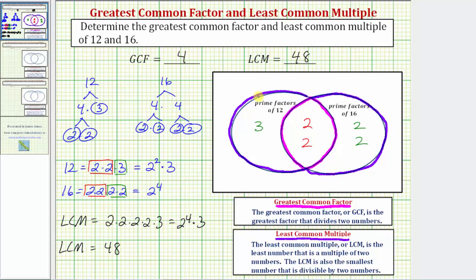If we have a number that contains all these factors, because it contains the prime factors of 12, it must be divisible by 12. And if it contains all the prime factors of 16, it must also be divisible by 16. Looking back at the prime factorization of 48, notice here are the prime factors of 12, which is why 48 is divisible by 12. And here are the prime factors of 16, which is the reason why 48 is divisible by 16. 48 is the smallest number that is divisible by both 16 and 12.